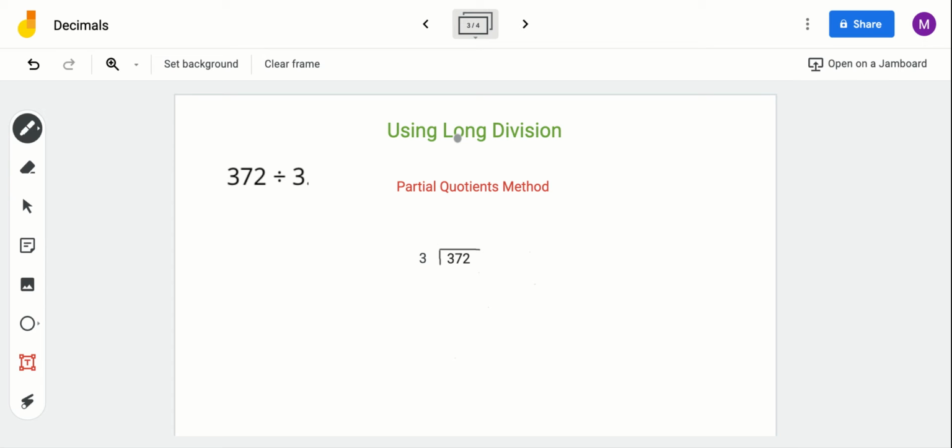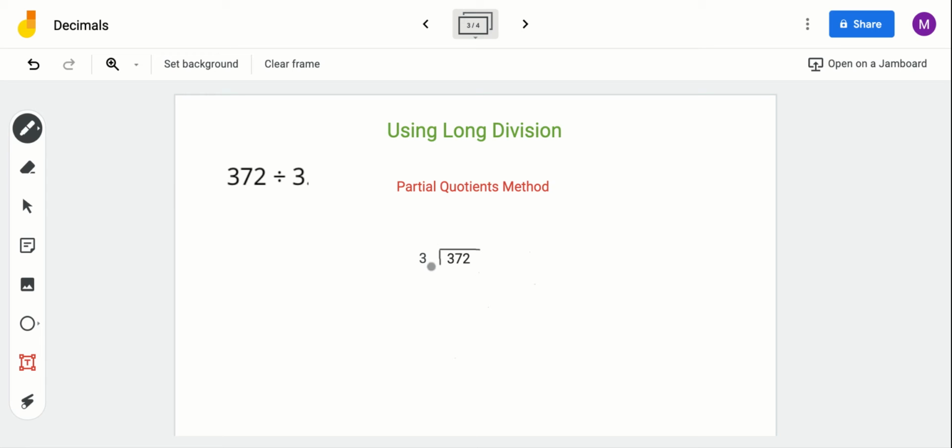Now our next method is the partial quotients method. This isn't going to have a picture in it. This is just going to use the numbers. When I'm thinking about 372 divided by 3, this time I'm going to be thinking about how many groups of 3 I can get. That's what's really going to help me.